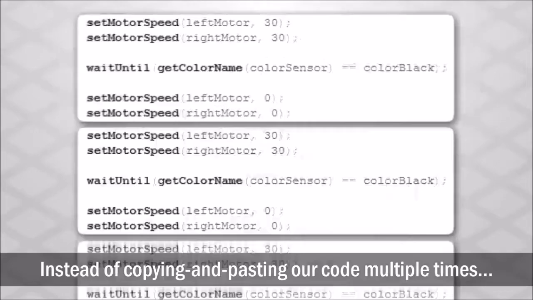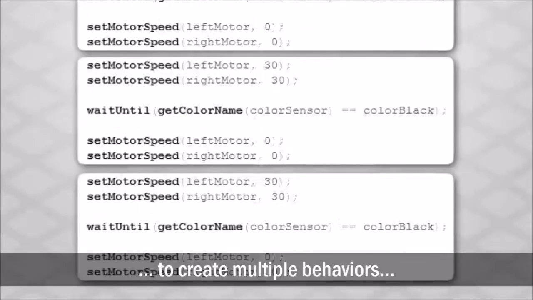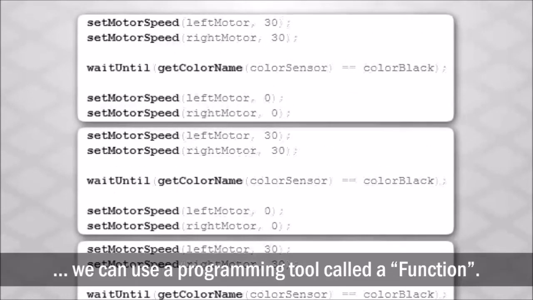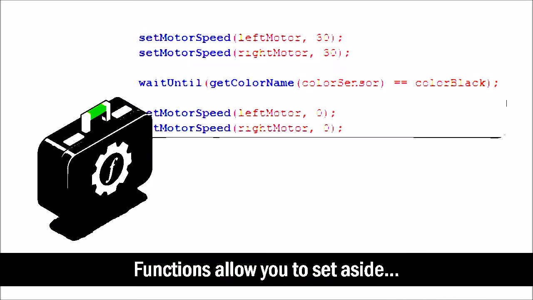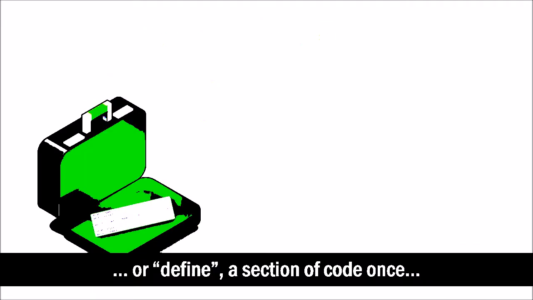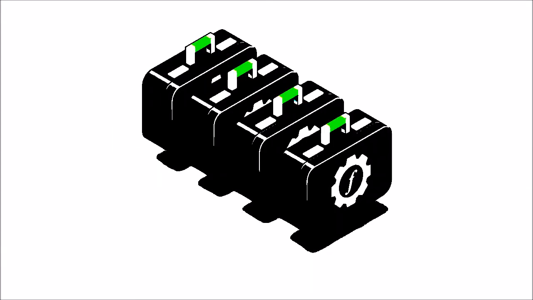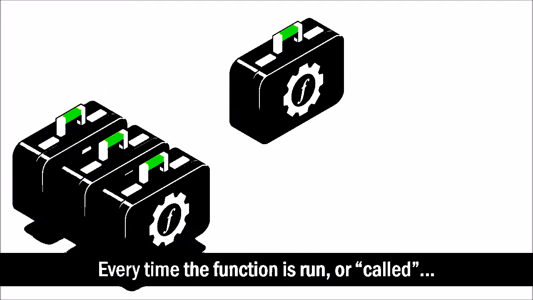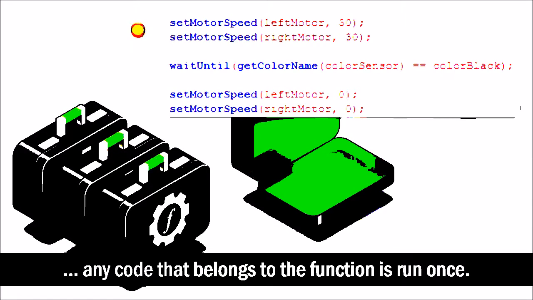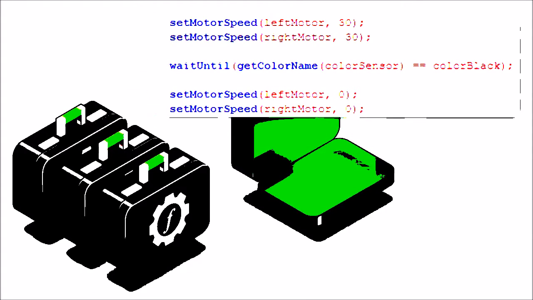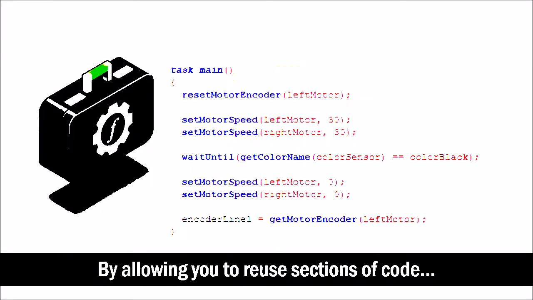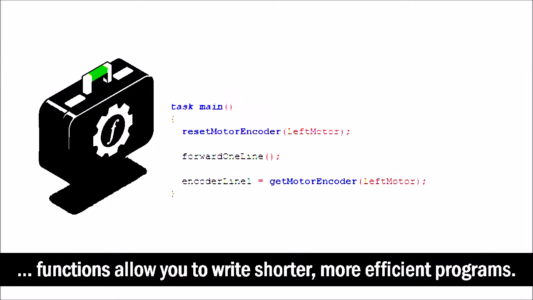Instead of copying and pasting our code multiple times to create multiple behaviors, we can use a programming tool called a function. Functions allow you to set aside or define a section of code once, and then run that code multiple times. Every time the function is run or called, any code that belongs to the function is run once. By allowing you to reuse sections of code, functions allow you to write shorter, more efficient programs.